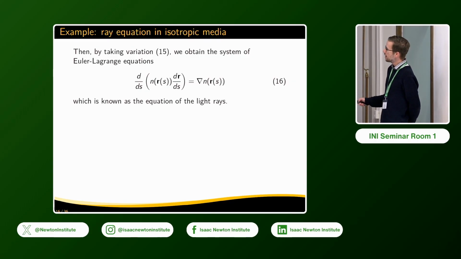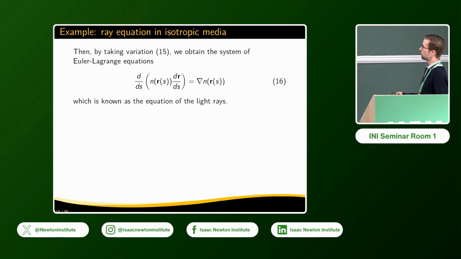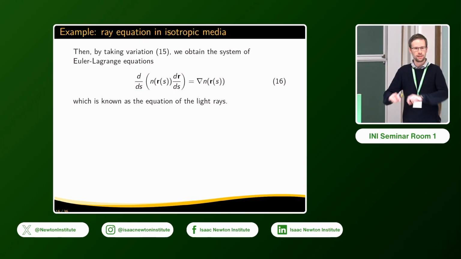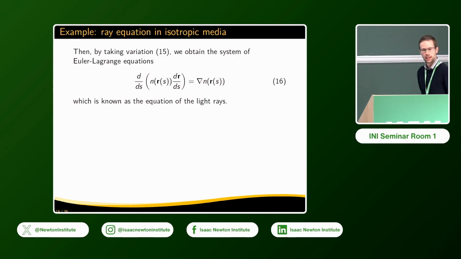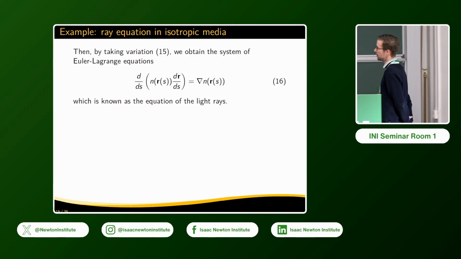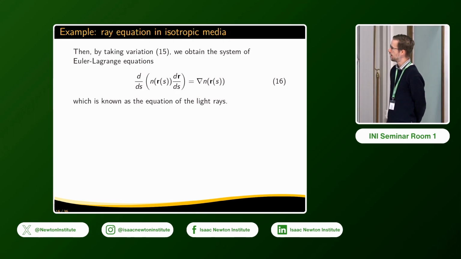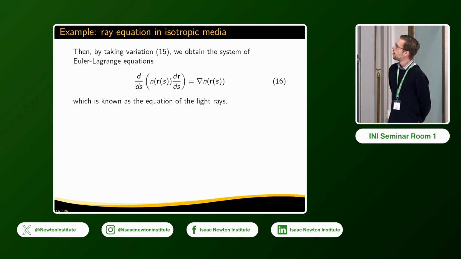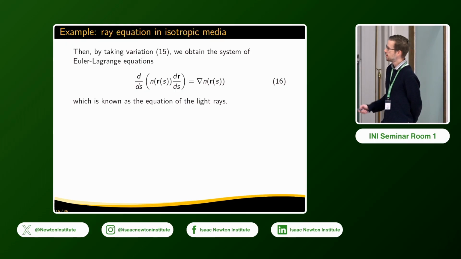So you get d by ds of the refractive index evaluated along the curve times dr ds, is equal to the gradient of the refractive index evaluated along the curve. This is sometimes known as the equation of the light rays. It's a very nice equation, and this is what I always tell my students: from here you can quickly see that the trajectory of a light ray in simple isotropic materials is going to be a straight line. We can see this very quickly, right?